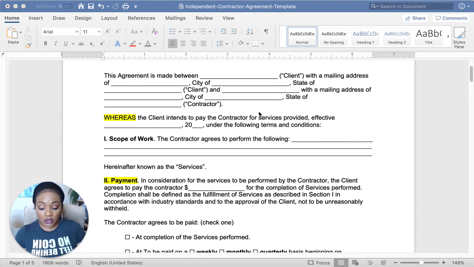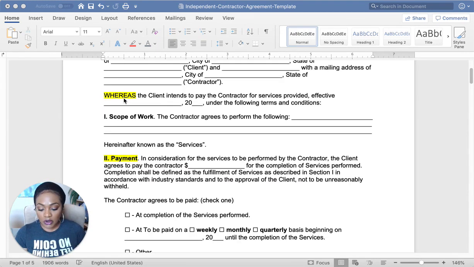In this agreement, you'll see that I've highlighted in yellow what stood out to me as not so good. But then I also highlighted some areas that are just horrible, and that's going to be in red. At first I highlighted this right here, the whereas the client intends to pay the contractor for services provided. I highlighted that in yellow because I felt like it probably could be a little bit more detailed.